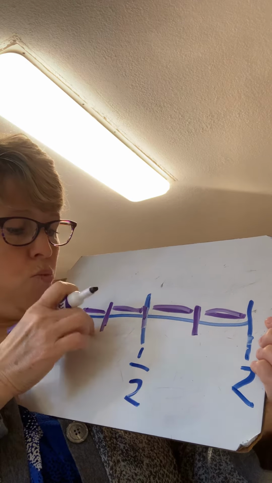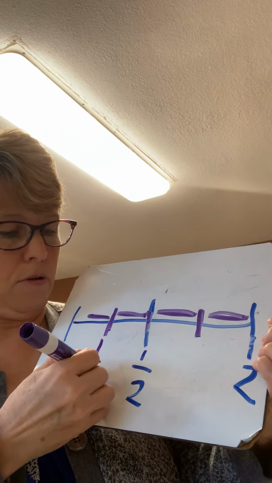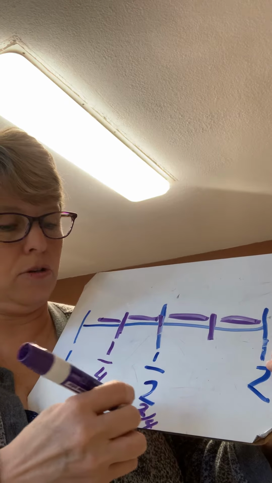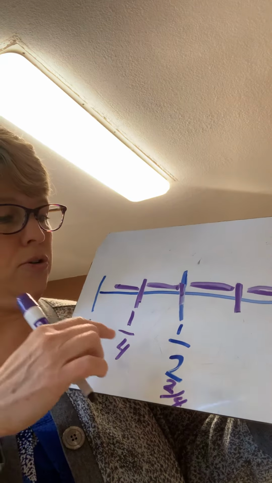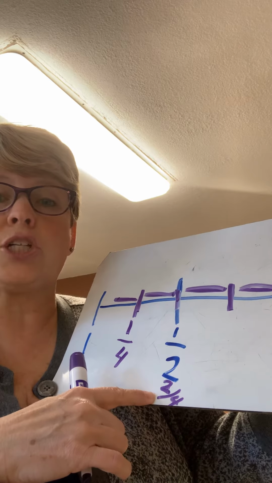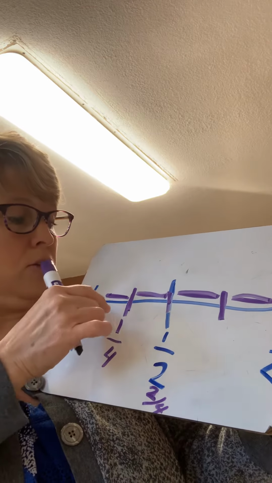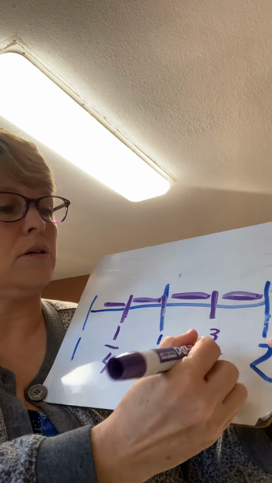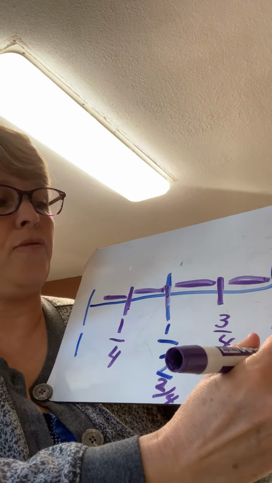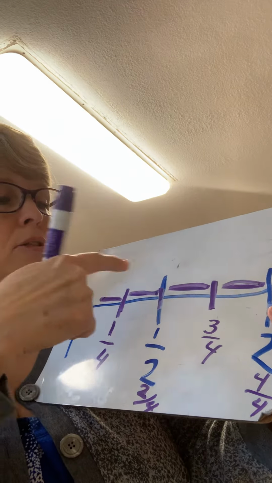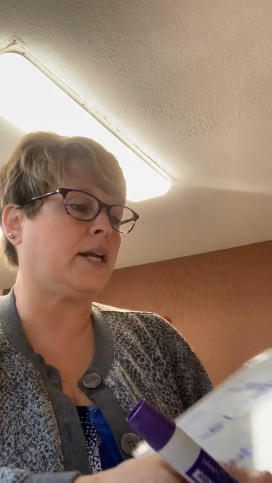So this would be 1/4. This would be 2/4. See that, 2/4? So 1/2 and 2/4 are equivalent fractions. That means they're the same thing. This is 1/4, 2/4, 3/4. And look over here. This would be 4 over 4. That would be 1 whole. That makes it the whole. So now we've divided that into 4 equal parts.